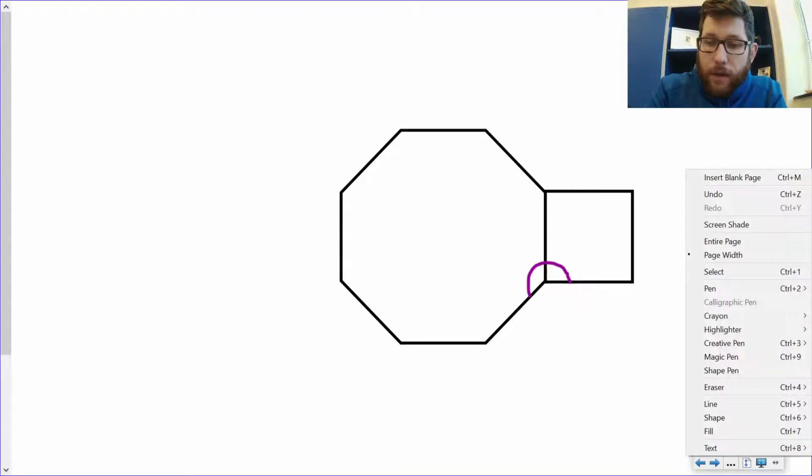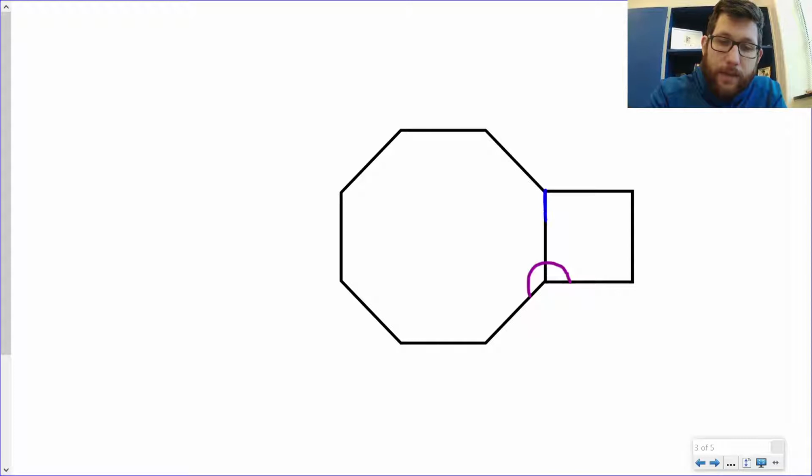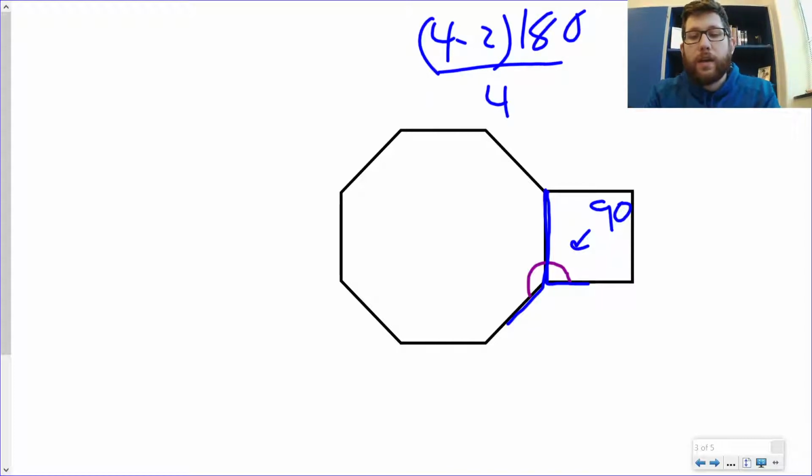All right, so let me grab a different color here. Let's think about this angle right here, and then also this angle over here. So we're going to think about two different angles. This first angle right here, hopefully we recognize is 90, but if we weren't sure where that came from, I would just do my 4 minus 2 times 180 all over 4. We should also recognize that a regular quadrilateral is a square, and that's going to come out to 90 degrees.